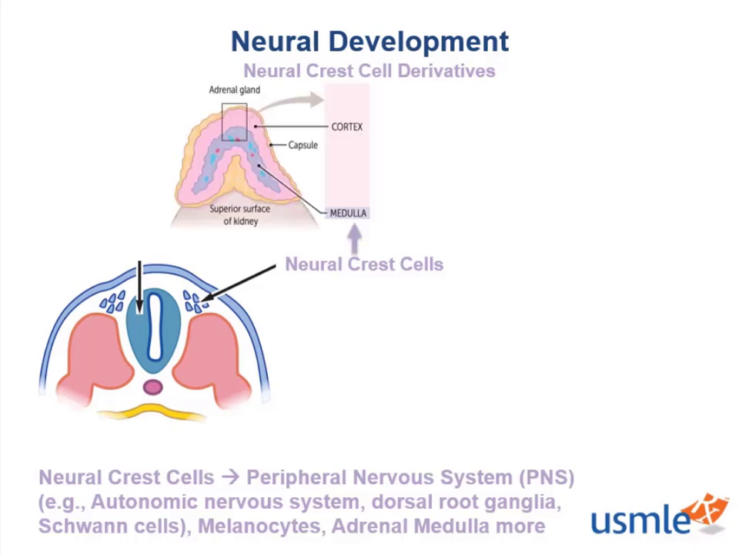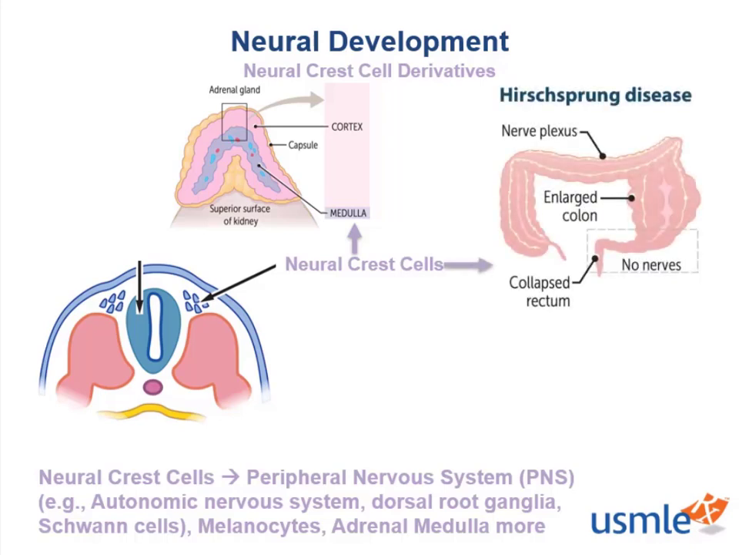Again, neural crest cells give rise to what? The adrenal medulla, which you can think of as just one big old nerve sitting on top of the kidney, as it plays a major role in producing epinephrine and norepinephrine. Additionally, neural crest cells give rise to the peripheral nervous system, which includes the autonomic nervous system, which includes the enteric nervous system.